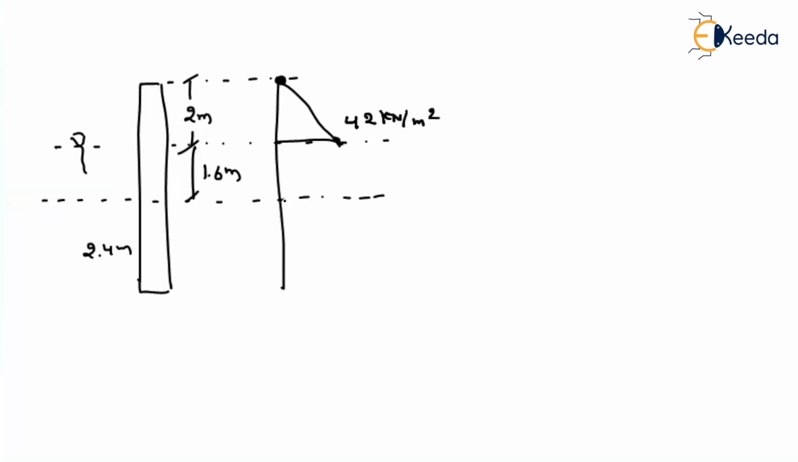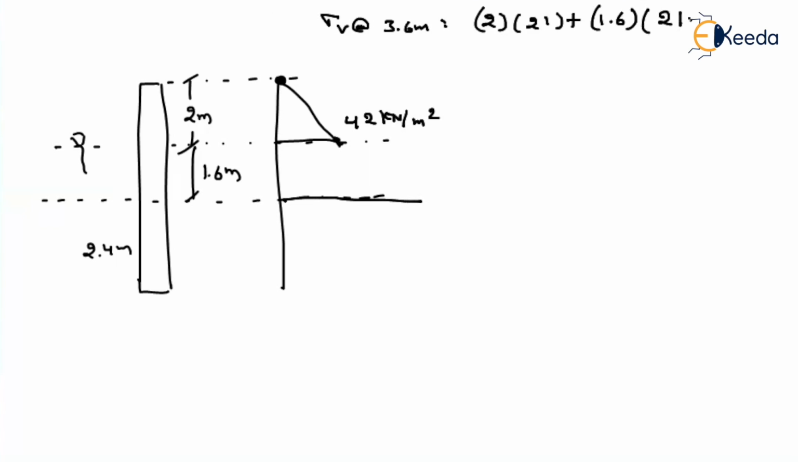Now let us find the vertical stress at a depth of 3.6 meter. My vertical stress at a depth of 3.6 meter, I can say up to 2 meter, as the soil is under natural condition, 2 into 21 plus the remaining 1.6 meter, which is under submerged condition. So what is the submerged unit weight? The remaining depth 1.6 into 21 minus gamma w, let us consider it as 10.